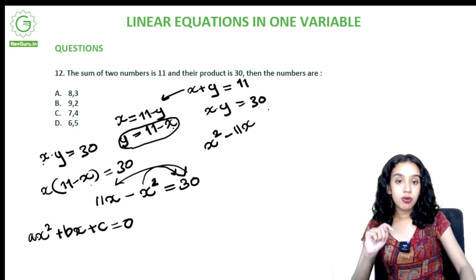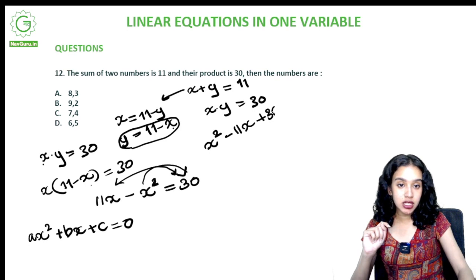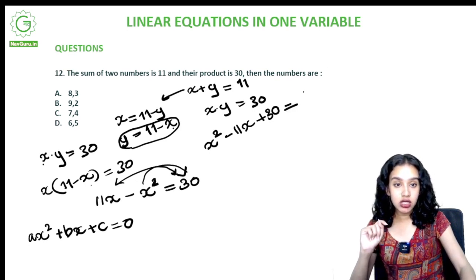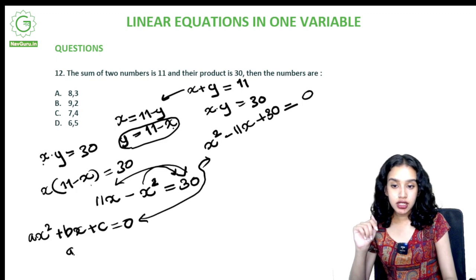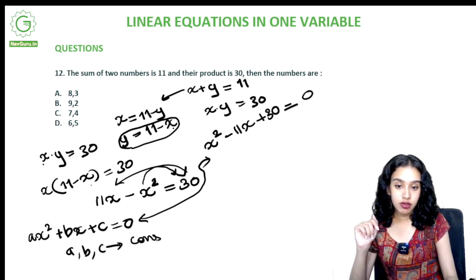We already have plus 30 here. So plus 30 is equal to, this side would be empty, so this is 0, right? So this and this are in the same form right now. So in here, a, b and c are constants, right? And x is the variable.